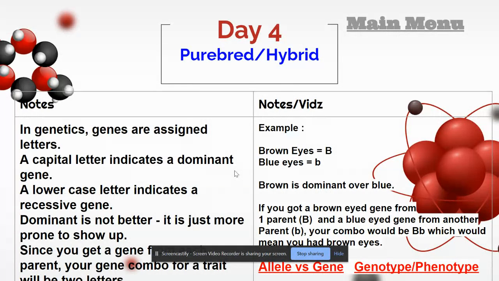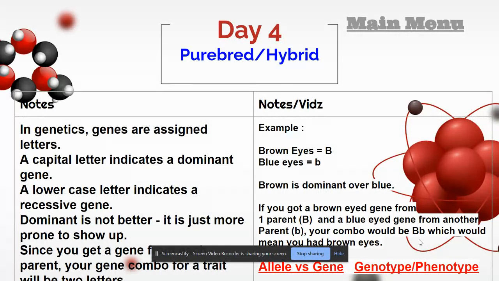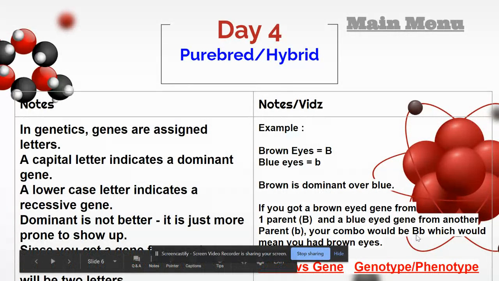So in this particular gene combination, we have a brown-eyed gene from one parent, which is the dominant, and you also got a blue-eyed gene from this parent, which is the recessive. So your combination, your allele, if you will, is going to be this letter combination here. That's called a genotype. A genotype tells me what genes you got. The phenotype is what you're going to look like. You're going to have brown eyes because that capital B is there. This will make more sense when we start doing the squares, but you're going to see me using these letter combinations a lot.